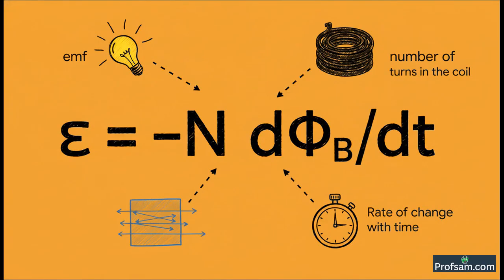Each part here has a very simple meaning. First, this symbol, epsilon, is the induced EMF. Basically, it's the voltage measured in volts. N is just the number of turns in your coil. Simple. Then you have this phi with a B, which is the magnetic flux. And finally, this d by dt part. Don't let it scare you. It's just a mathematical way of saying rate of change with time.